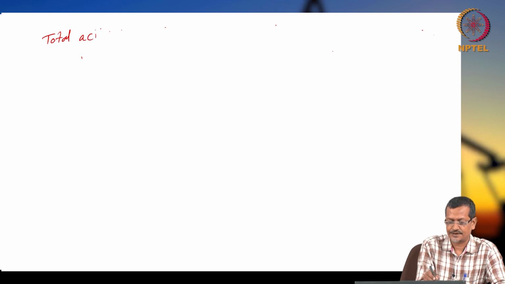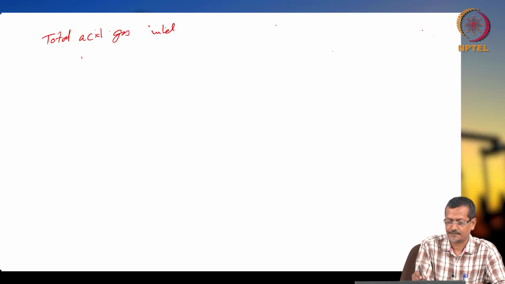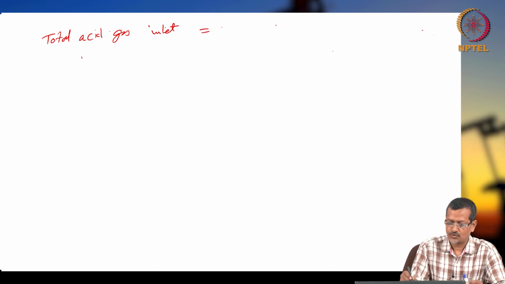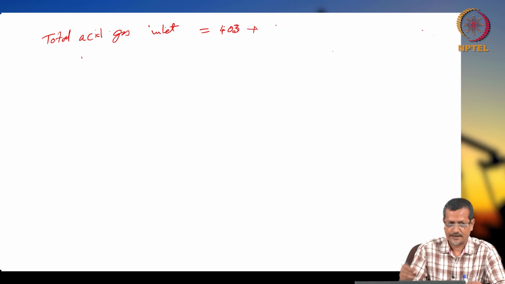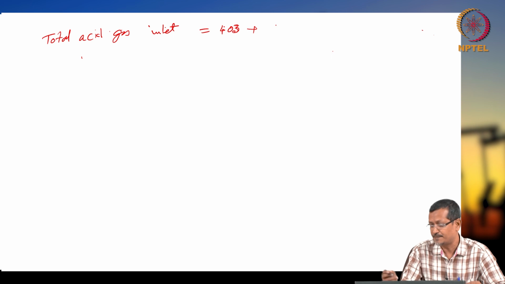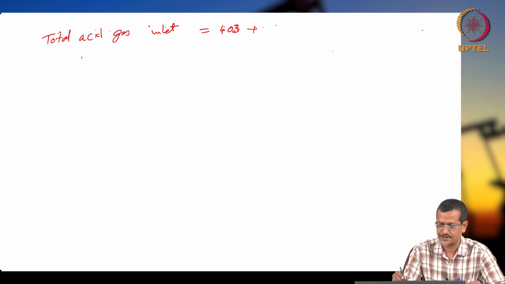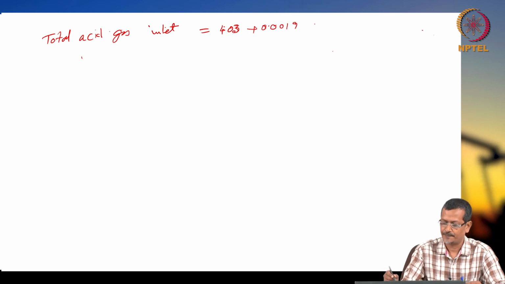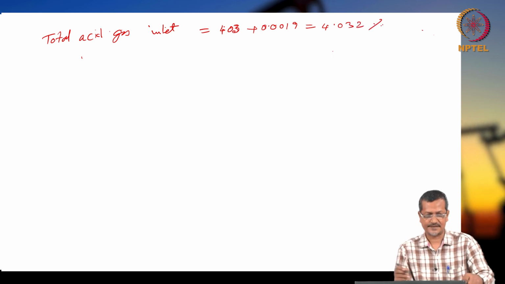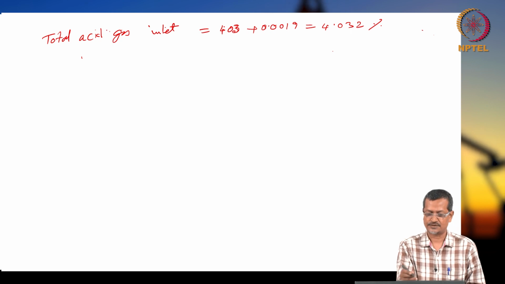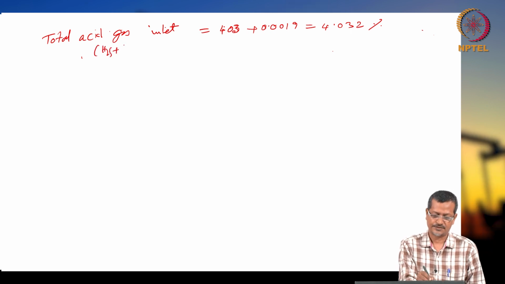For this problem, total acid gas inlet equals 4.03 for carbon dioxide, already given, and H2S is given as 19 ppm. If you convert 19 ppm into percentage, it comes to 0.0019. So the total is 4.032%. Okay, total acid gas inlet, so H2S plus CO2.